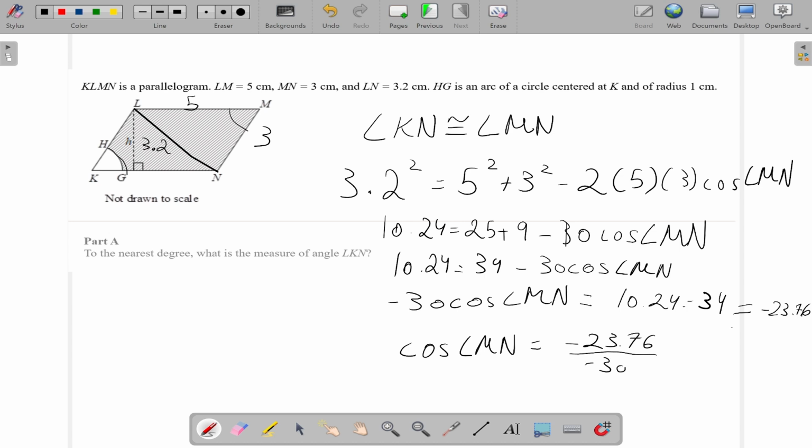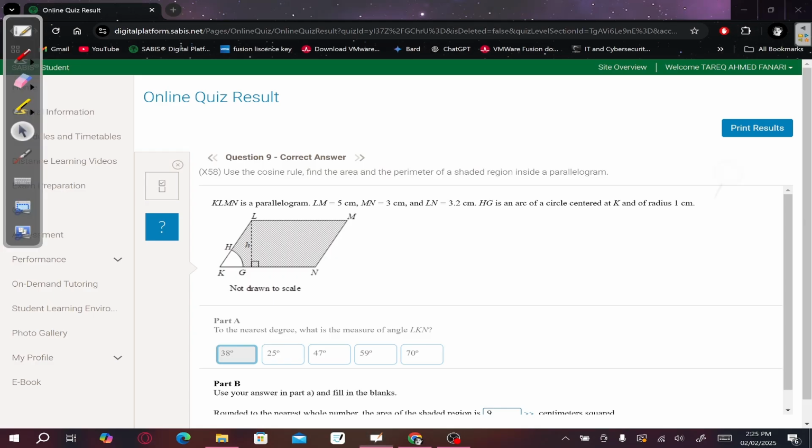This will give me cosine LMN to be negative 23.76 over negative 30, and the negatives cancel out. So LMN equals the inverse cosine of 23.76 over 30, which equals 37.6, or rounded to the nearest whole number, 38 degrees. That is part A.